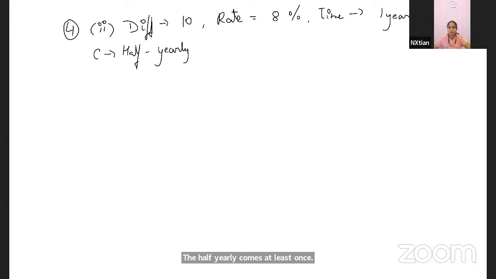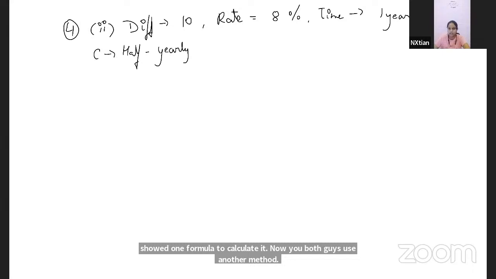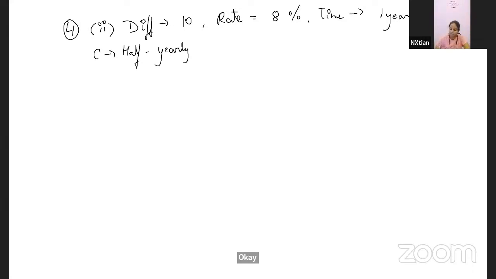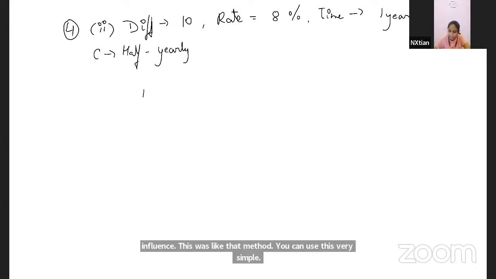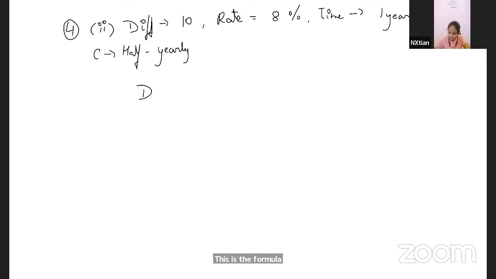Now, I showed one formula to calculate the difference. Now you both guys used some other method, with which the first question was correct, but the second one was incorrect. Instead of that method, you can use this very simple method. Is it the formula one? Are you talking about the method in which you use the principal for 100?